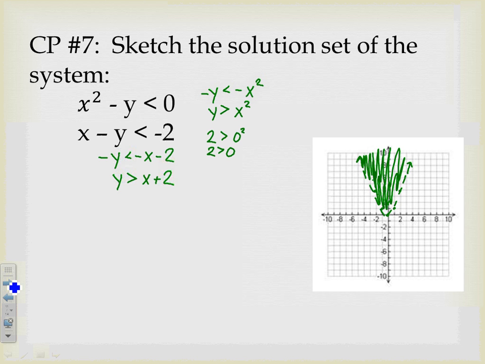Now I'm going to graph my other one. B is 2. Plot it. Slope is 1. Use it. Dotted line again. Test point. We can use the origin. Our line did not cross through it. Is 0 greater than 2? No. So we're going to be shading above.